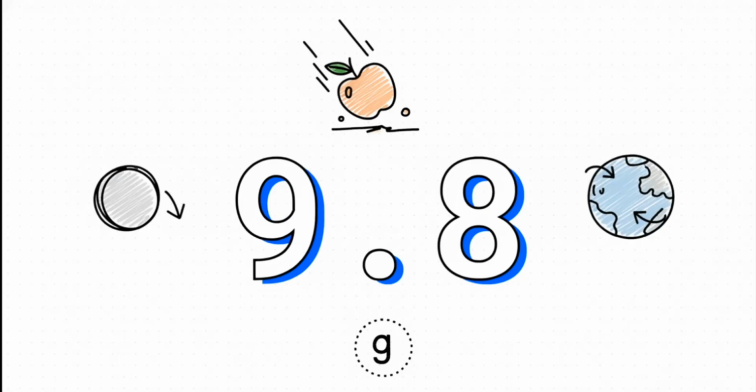And when something is in free fall near Earth, it accelerates at a very specific rate. That rate is 9.8 meters per second squared. We represent it with a lowercase g. Just lock this decimal into your brain right now, 9.8. It is the magic number you will be using constantly in your calculations.